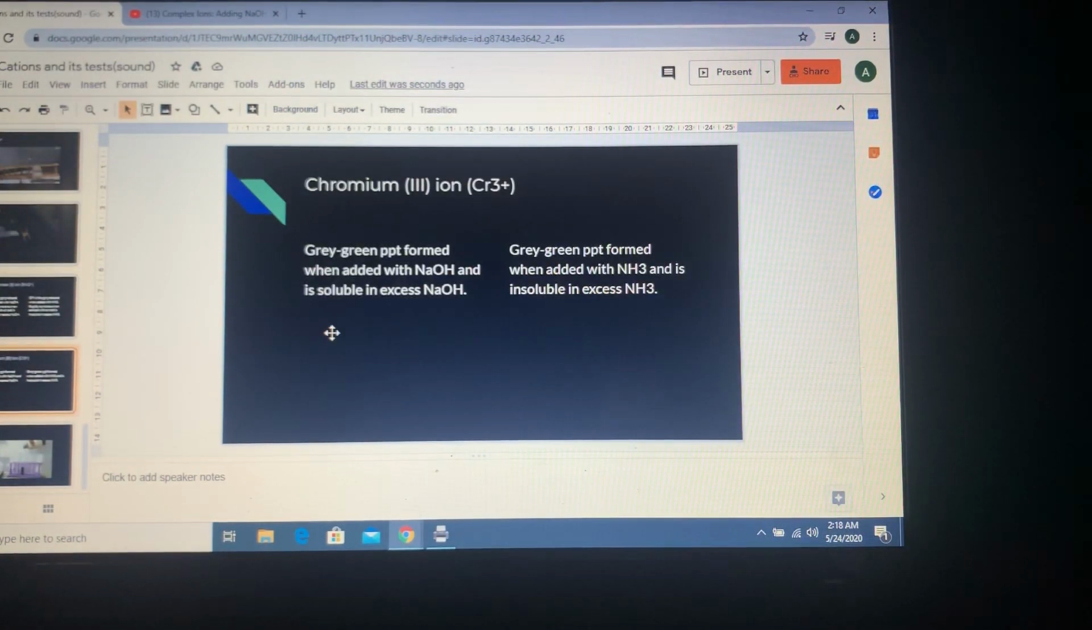So moving on to the last cation, chromium ion Cr3+. A gray-green PPT will be formed when you add NaOH, and it will be soluble in excess NaOH. And for ammonia, there will be a difference because the gray-green PPT formed will not dissolve in excess ammonia.